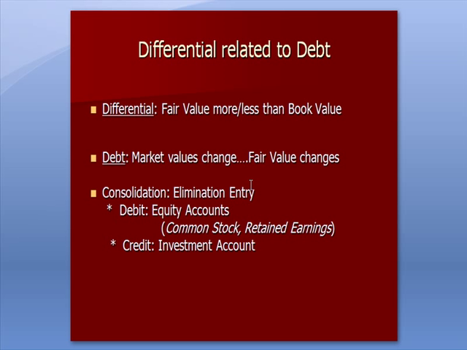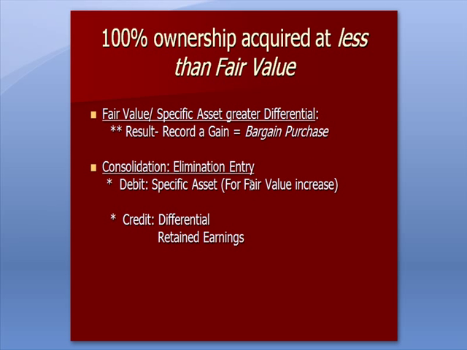We talked about, with wholly owned subsidiaries and other purchases, the differential. We talked about a differential being related to debt, but a differential, just generally defined, is the fact that fair value may be more or less than the book value. And then at the bottom you'll see the bullet point from last time, the consolidation elimination entry to eliminate the activity between the parent and the subsidiary, where we debit to take the equity off the books, we debit common stock and retained earnings, we credit an investment account. But the entry is going to be a little bit different this time.